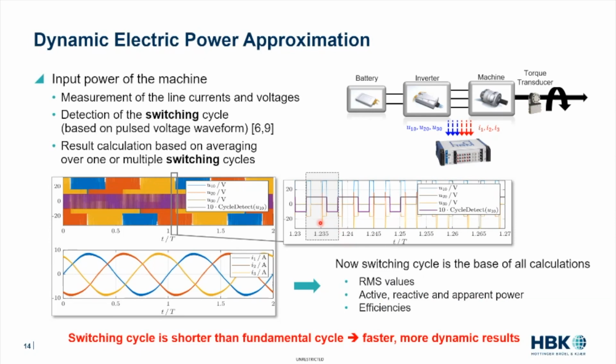So because the switching cycle is way shorter than the fundamental cycle, we get way faster and more dynamic results. We call this dynamic electric power approximation. Why do we call this approximation? Well, the devil is in the details, as you know.